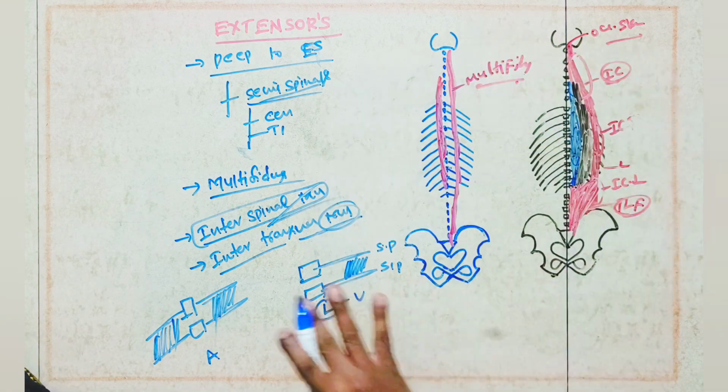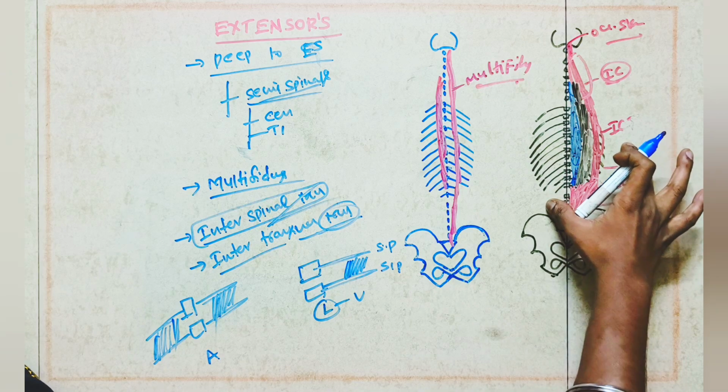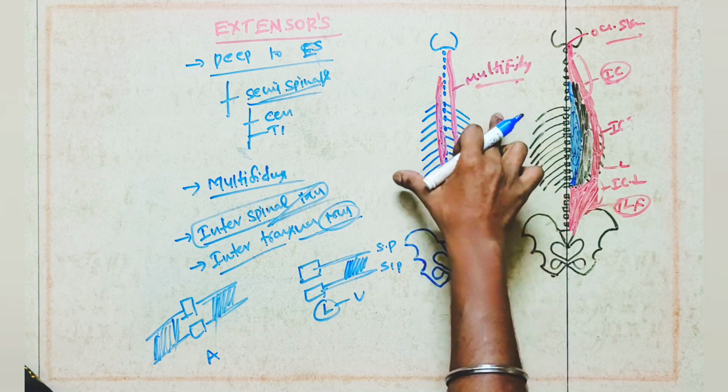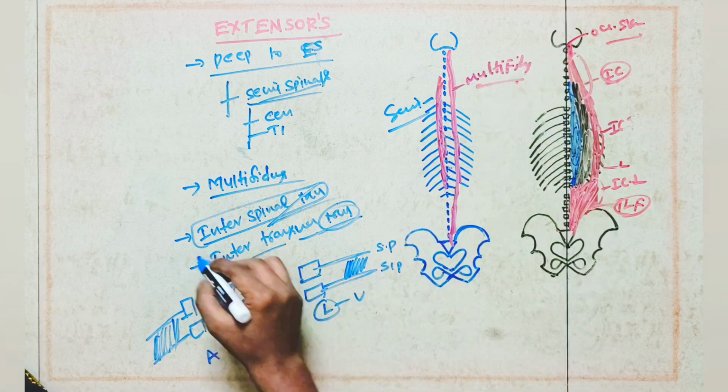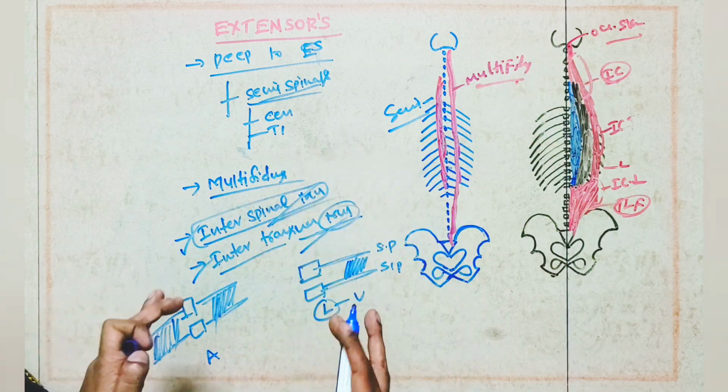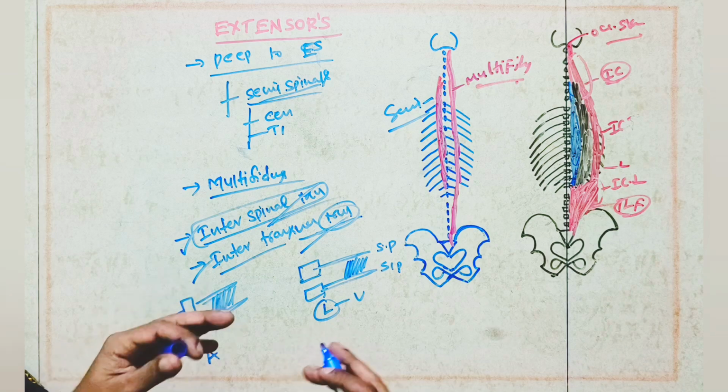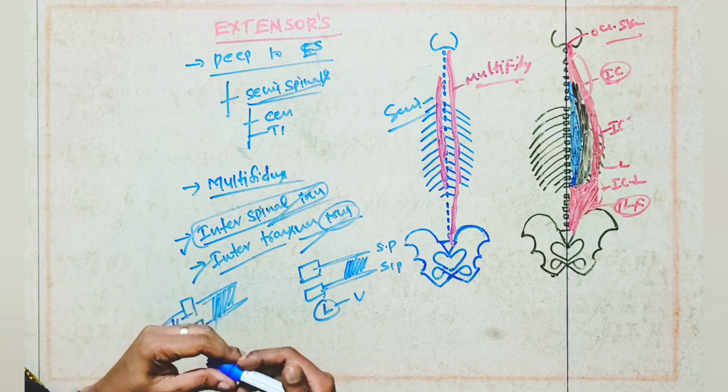So in the vertebral column posteriorly, the erector spinae group of muscles will be there. Deep to the erector spinae group, we have semispinalis and multifidus. Apart from this, we have interspinous muscles and intertransverse muscles. All these muscles together are helpful for the extension of the vertebral column.